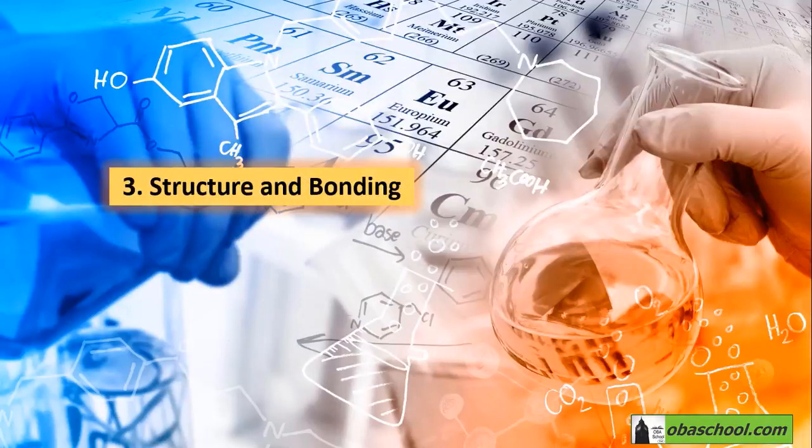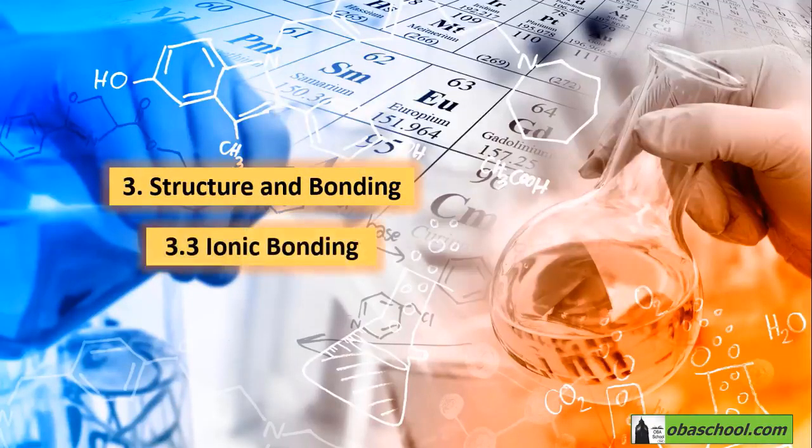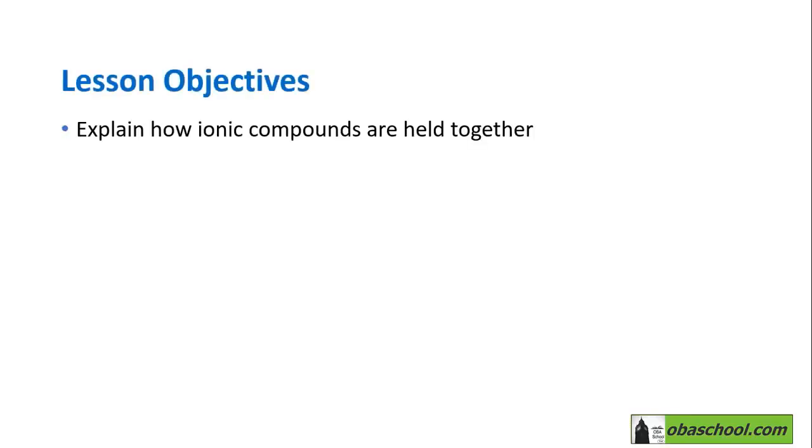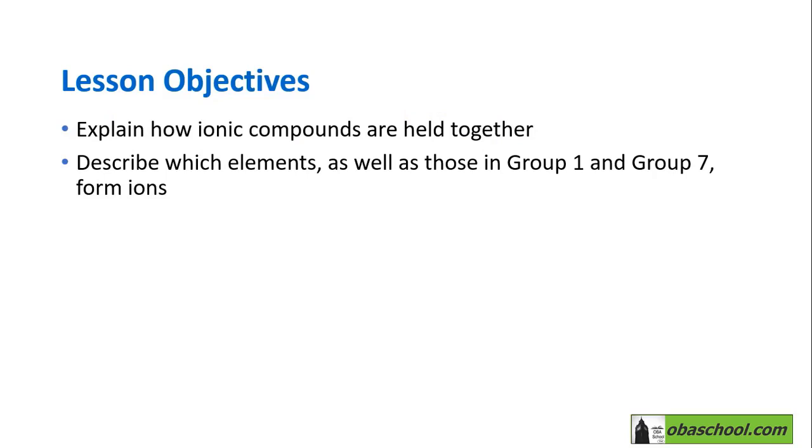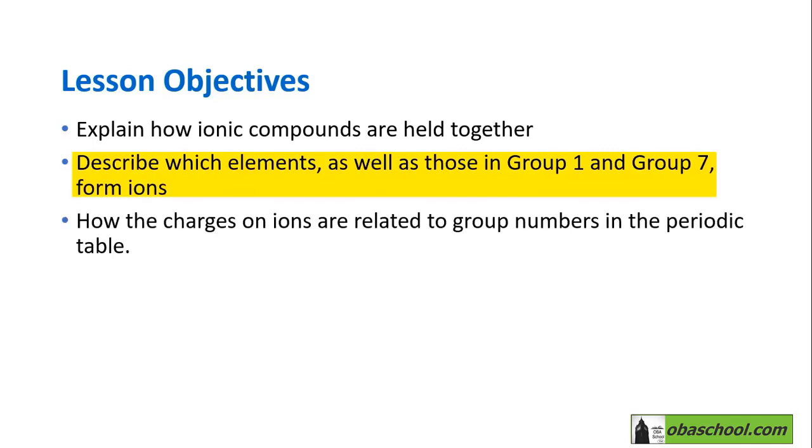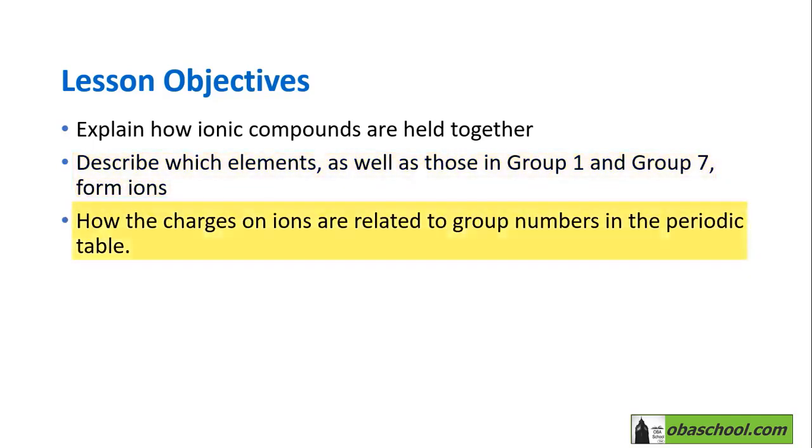Welcome back to Chapter 3, Structure and Bonding, Section 3.3, Ionic Bonding. By the end of this tutorial, you will be able to explain how ionic compounds are held together, describe which elements, as well as those in Group 1 and Group 7, form ions, and finally how the charges on ions are related to group numbers in the periodic table. We will examine first ionic bonding.